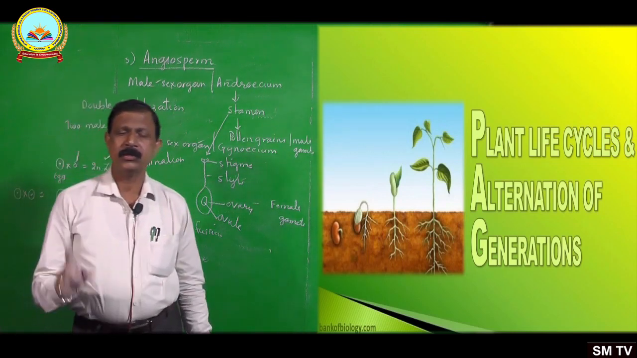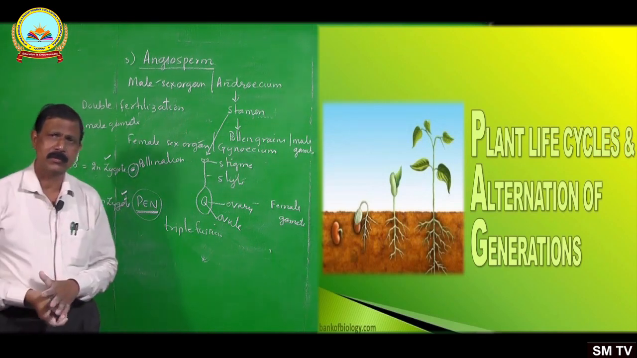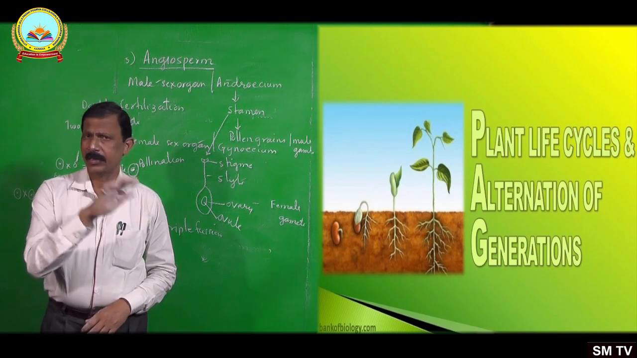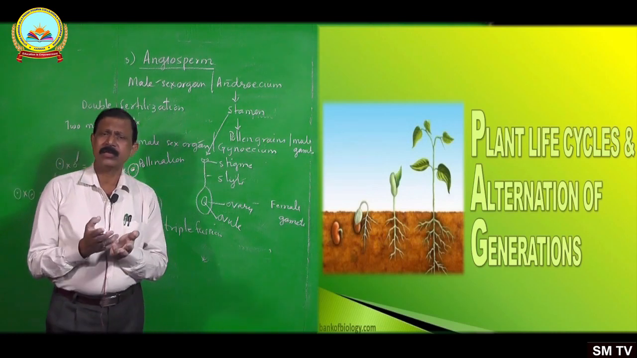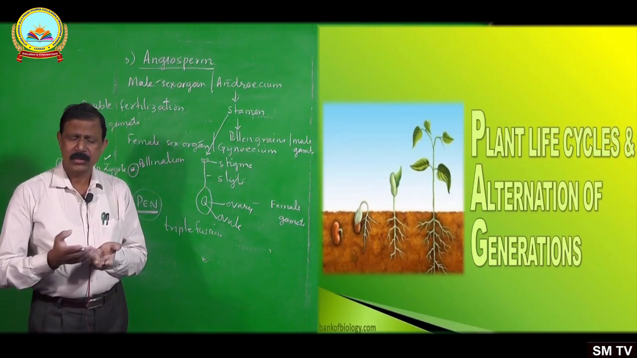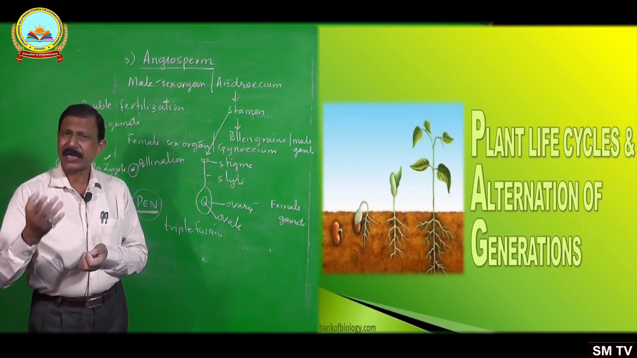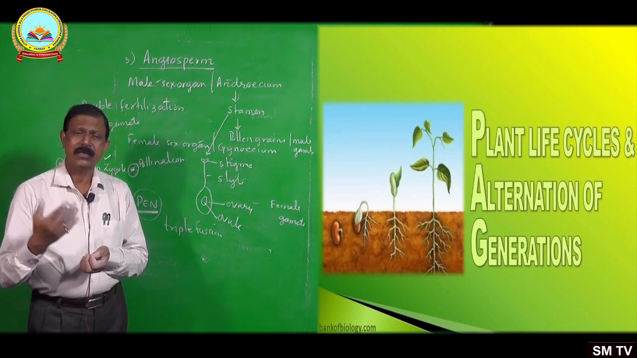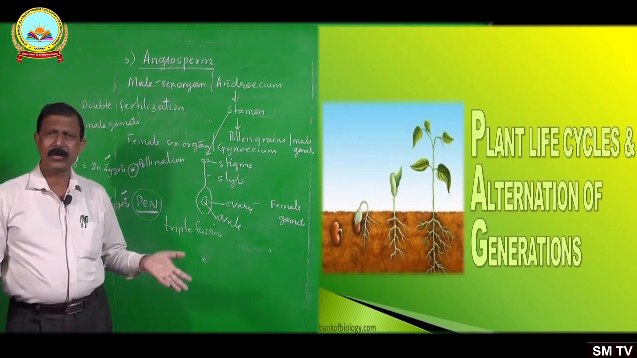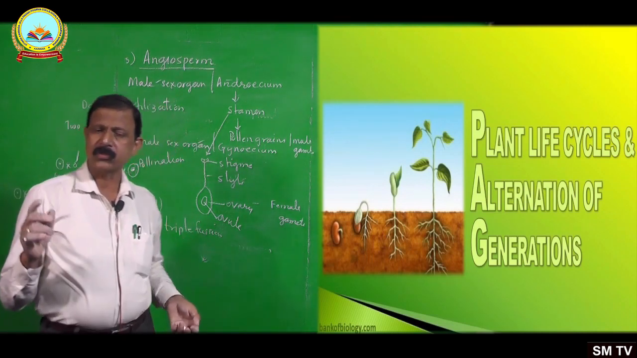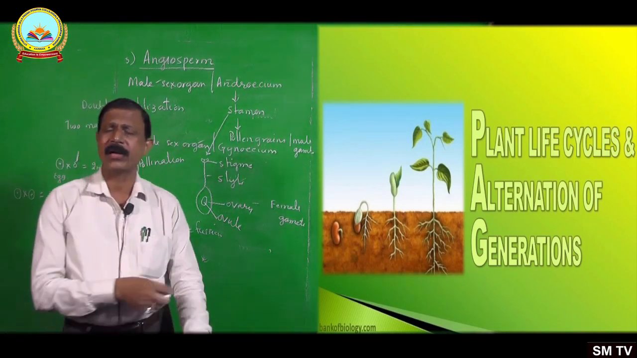So angiosperms are the most important plants of the entire living world, because they give us a large number of commercial products, medicinal components, then food like fruits, vegetables and flowers, scented flowers, attractive flowers, and economically they also play a very important role in carrying out pollination. So in many fields the angiosperm role is there. That is why it is the most important. And with this, all the five divisions of the plant kingdom are completed.